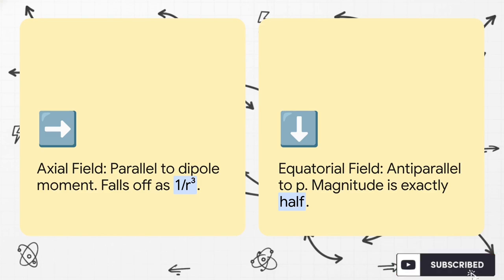Take a look at this side-by-side comparison for a short dipole. That's when our observation distance r is way bigger than the separation a. Notice anything popping out? First off, the field actually drops off as 1 over r cubed, not r squared like a single point charge. And second, if you look at the exact same distance r, the magnitude of the equatorial field is exactly half the magnitude of the axial field. Burning this visual comparison into your brain is going to save you so much time on multiple choice questions.